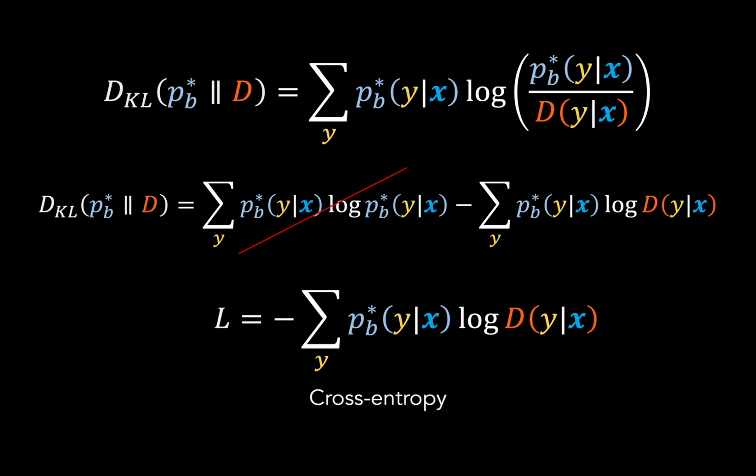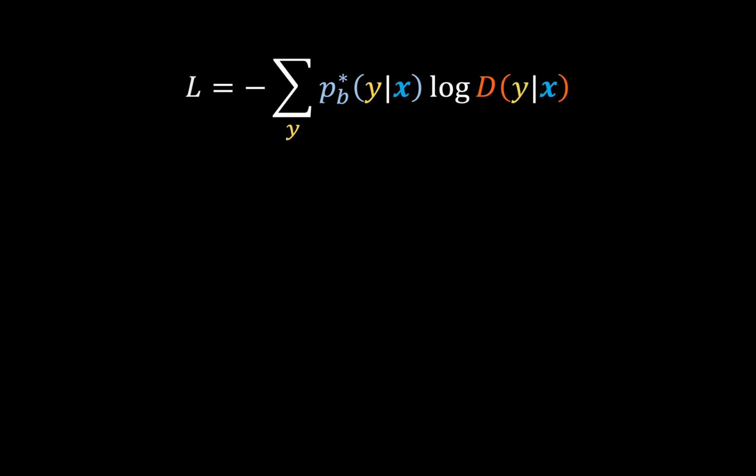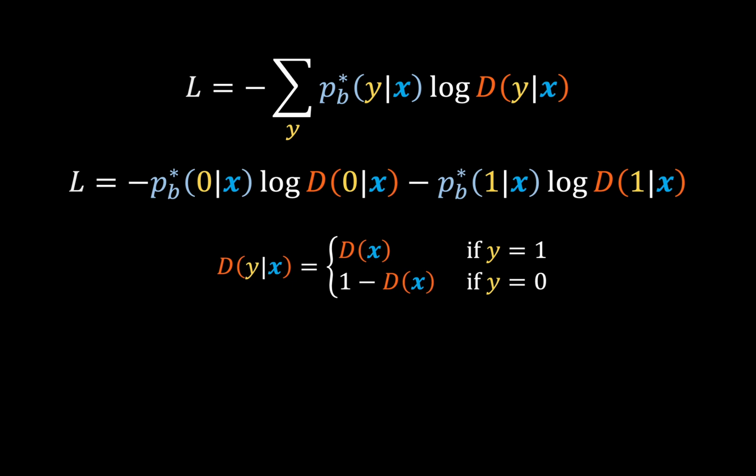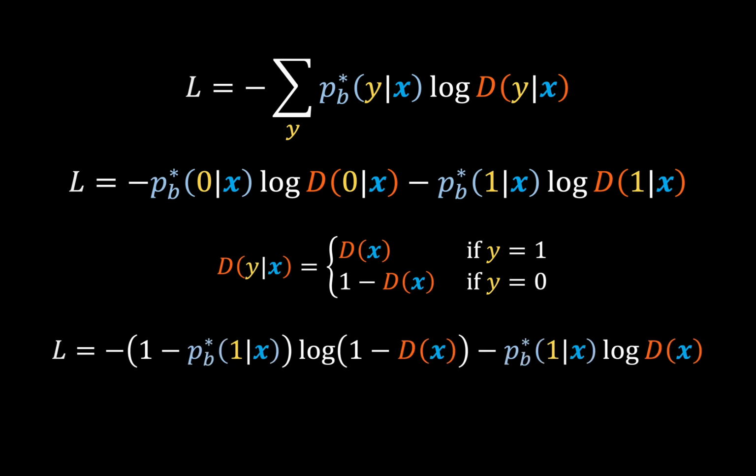And of course, you may recognize this as just the cross entropy between P star B and D. Now, moving on, our situation is actually made even more simple by the fact that we only have two classes, or only two values of y, which are 0 and 1. So our loss just reduces to these two terms. Now, since all our distributions are Bernoulli distributions, and since our D distribution just looks like this, we can actually re-express our loss like so, which again we may recognize as the classic form of the binary cross-entropy loss.